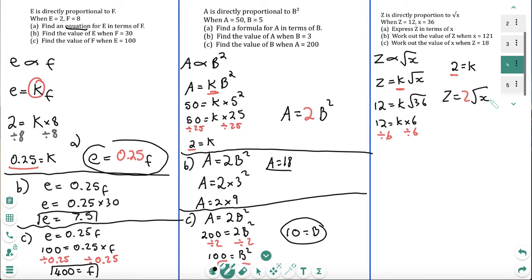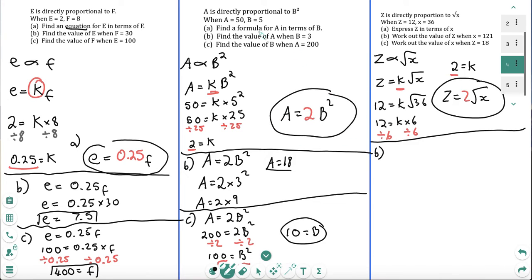square root of x. Work out the value of z when x is 121. I'll get my formula. So that's my answer to part A. So express z in terms of x. That just means the same as the last two part A's. Find a formula, write an equation, express z in terms of x. All that just means find the formula.